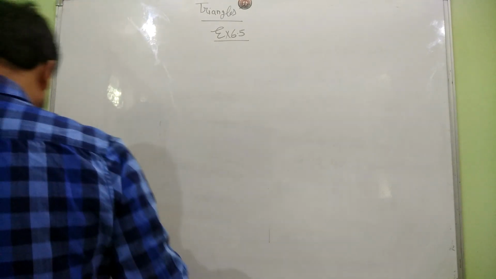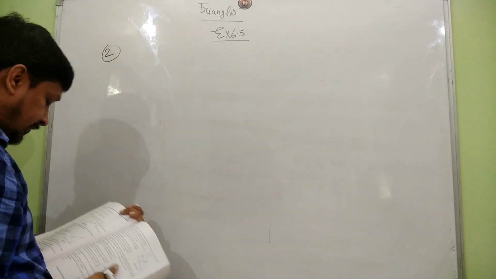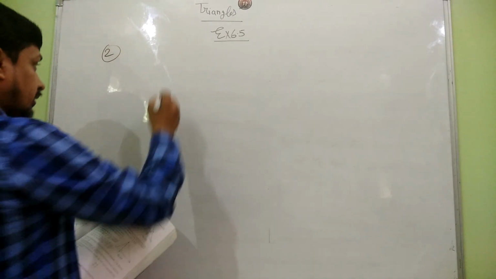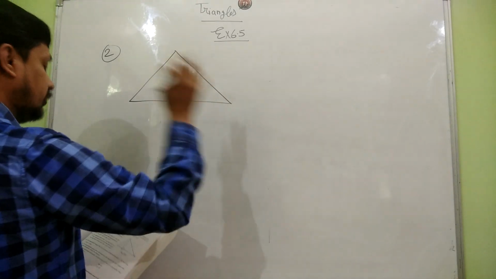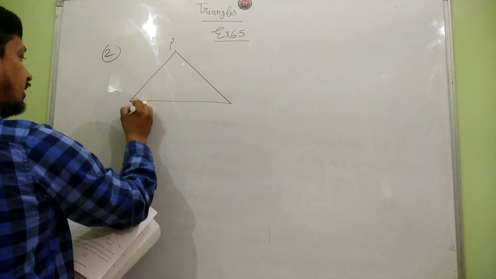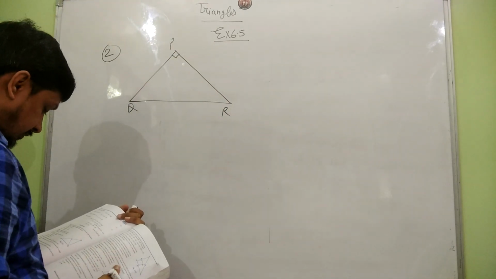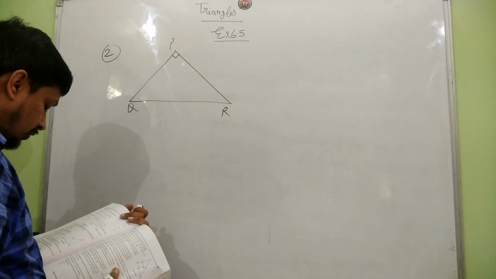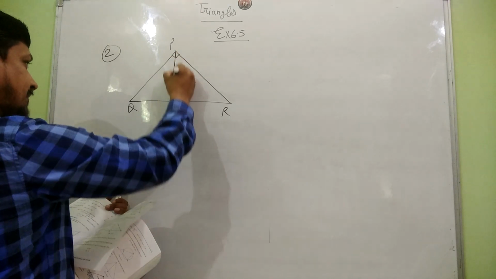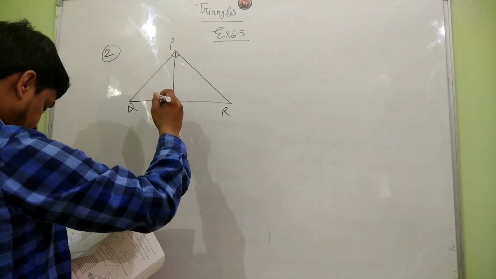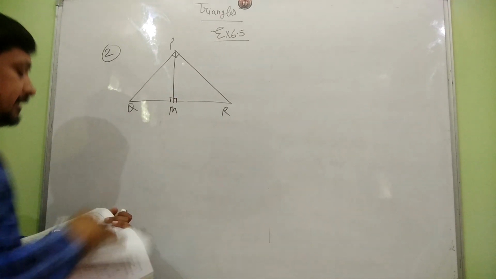Question number 2 is: PQR is a triangle right angled at P. So first of all you have to make the figure. We can make the right triangle like this because we know we will apply that theorem. Triangle PQR, which is right angled at P, and M is a point on QR such that PM is perpendicular to QR. It is given to us.